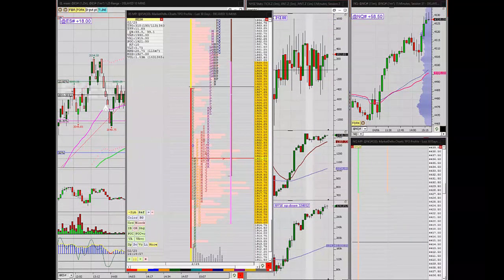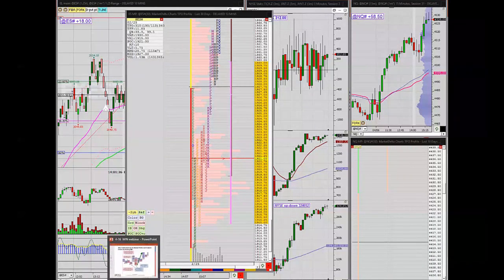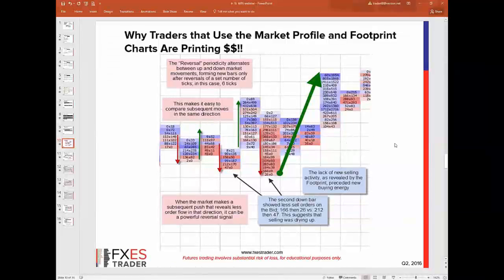Let me just drag this over and go back to that one slide, because using different dates in the past, I have slides that represent all the different things that the footprint can teach you. There's a lot of different things a footprint can do, but essentially it makes it easy to compare subsequent movements in the same direction. So when a market makes a push that reveals less order flow in that direction, it can be a powerful reversal signal, okay? As you can see, the second bar down here, 26 by 0, 47 by 0.